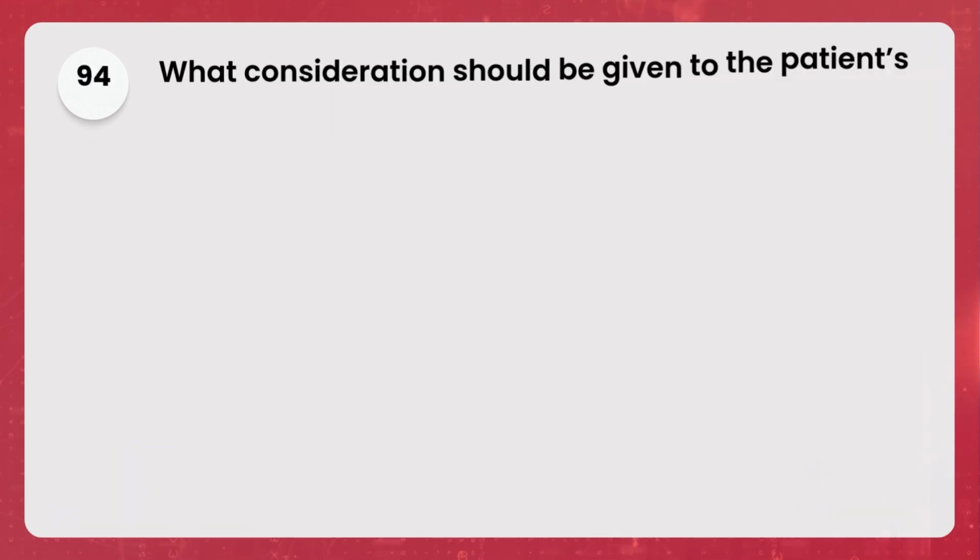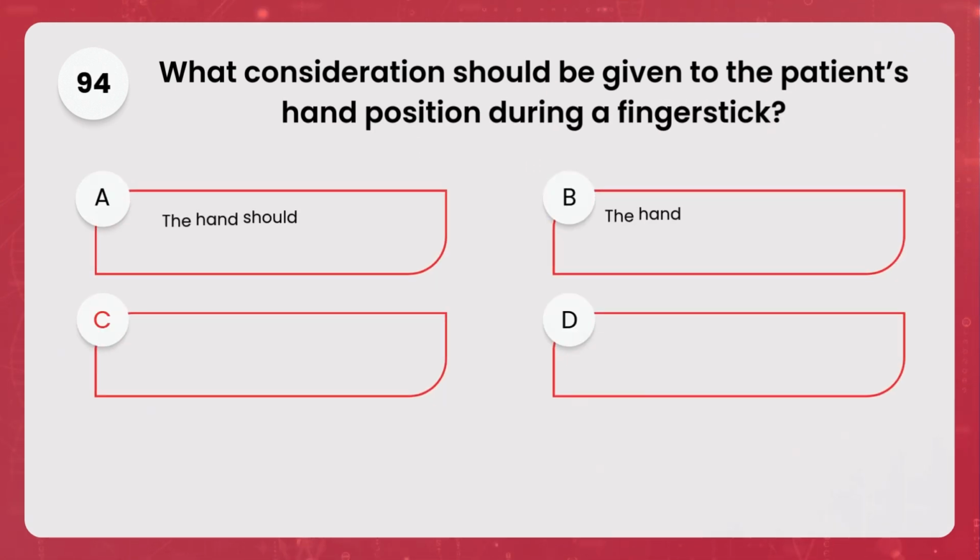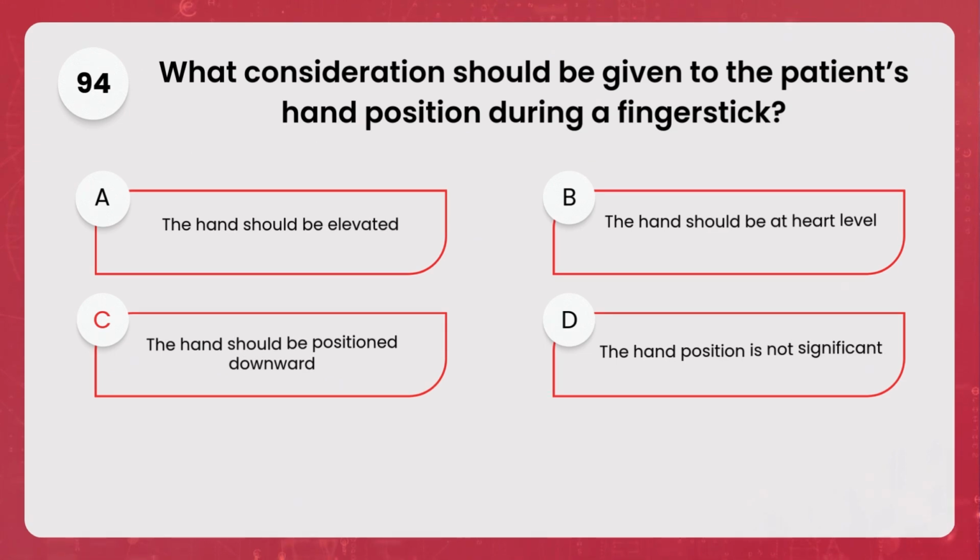Number 94. What consideration should be given to the patient's hand position during a finger stick? A. The hand should be elevated. B.